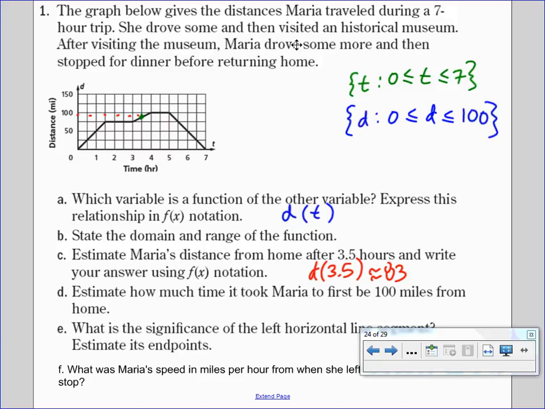Estimate how much time it took Maria to be 100 miles from home. She was first 100 miles from home after what? 4?